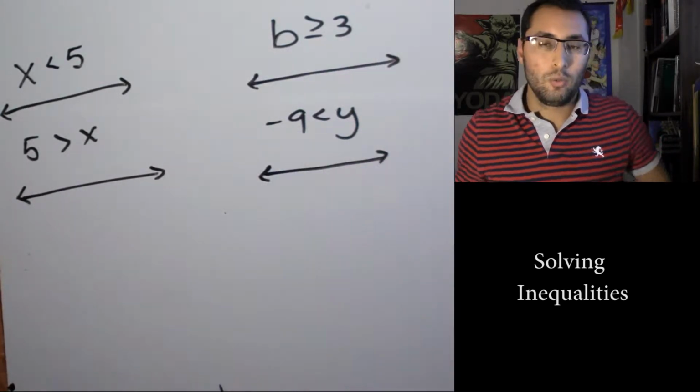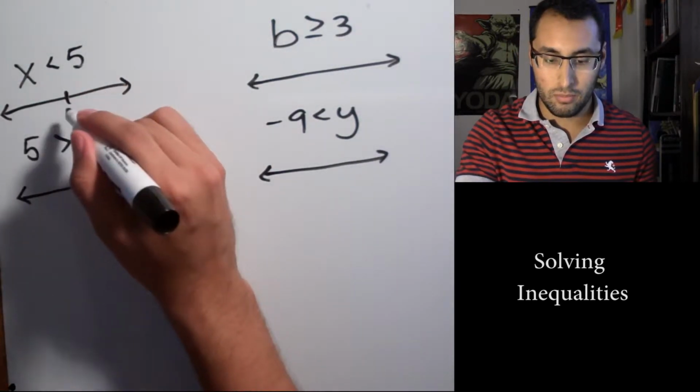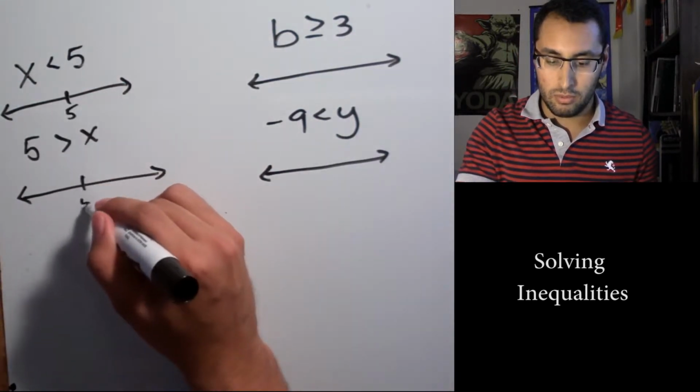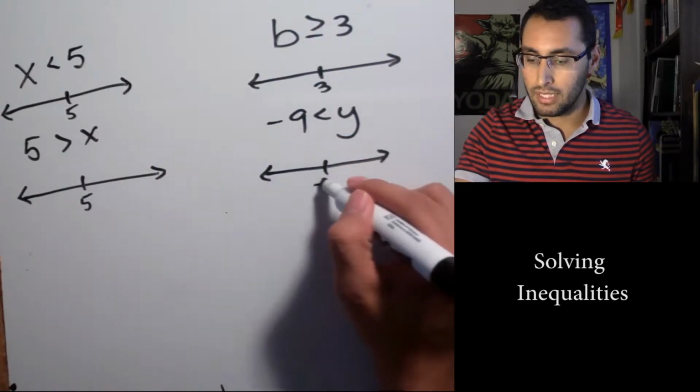Normally on a number line you see a whole bunch of dash marks, but I'm lazy, I'm just going to put that number. Over here I'm going to put 5, over here 5, here 3, and over here negative 9.